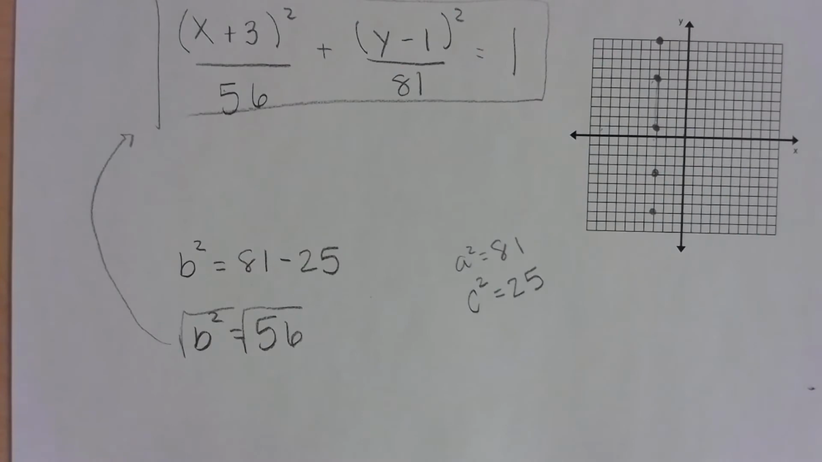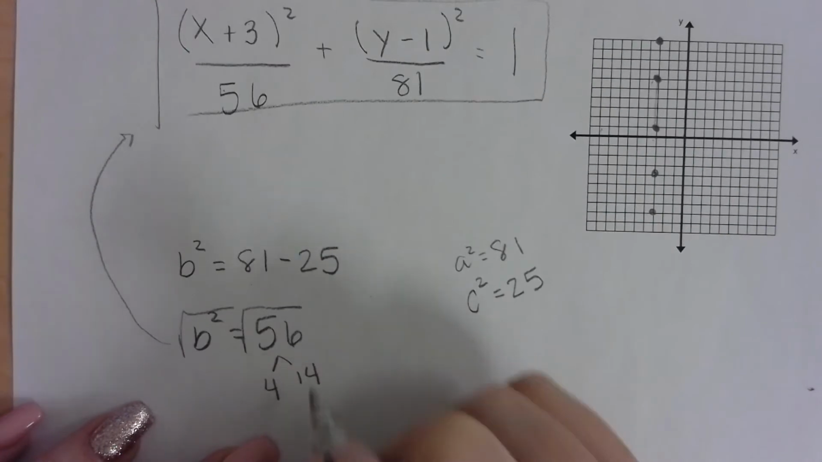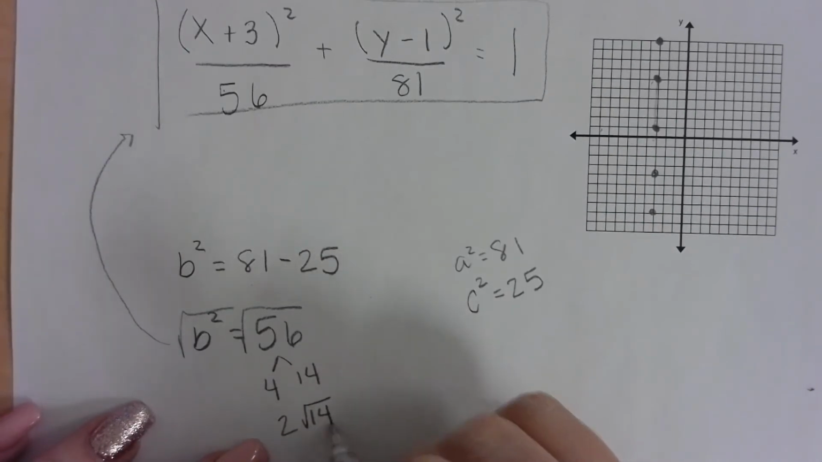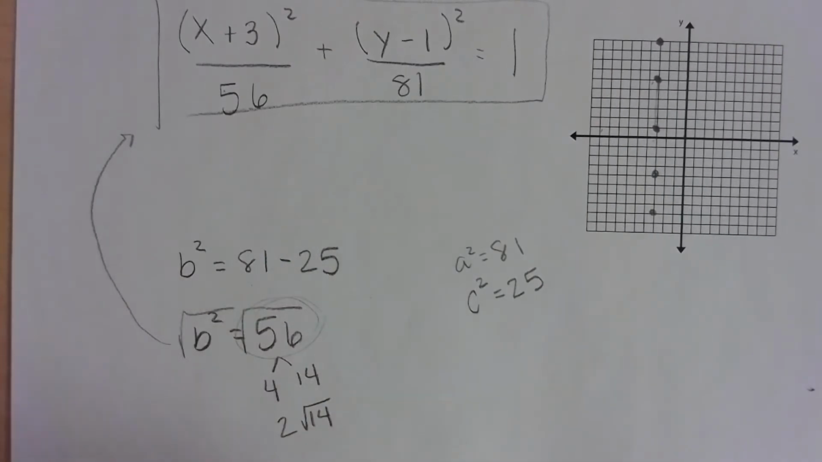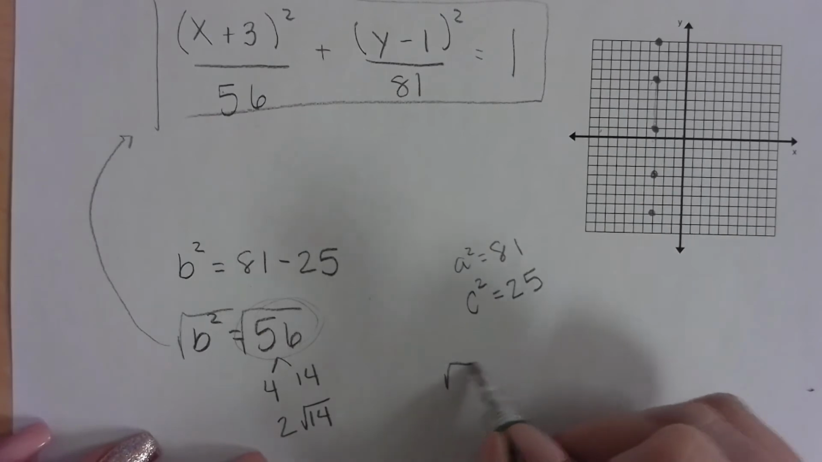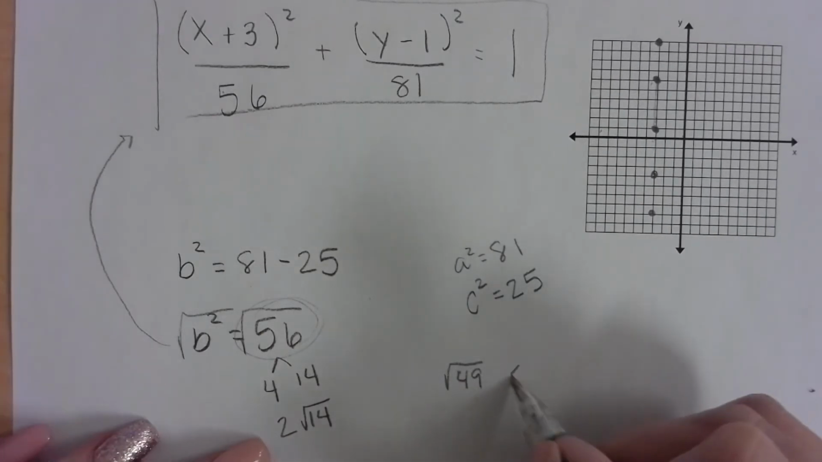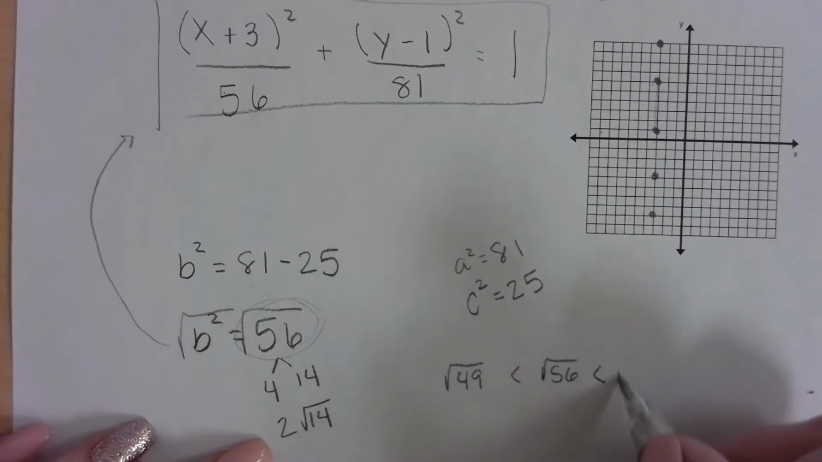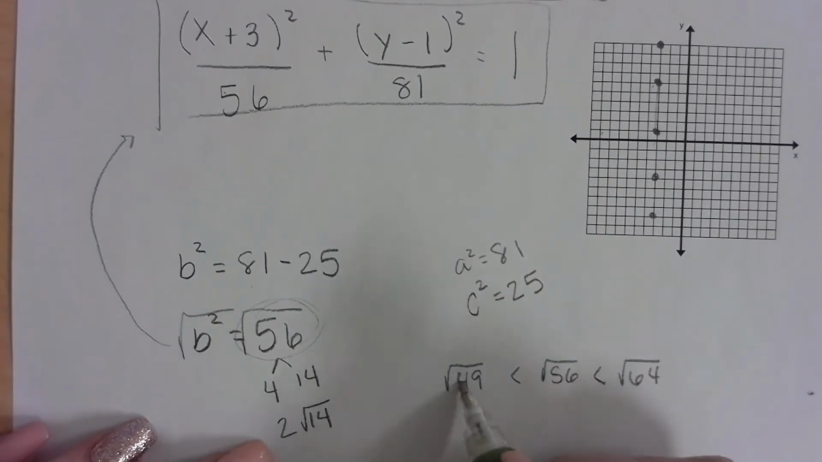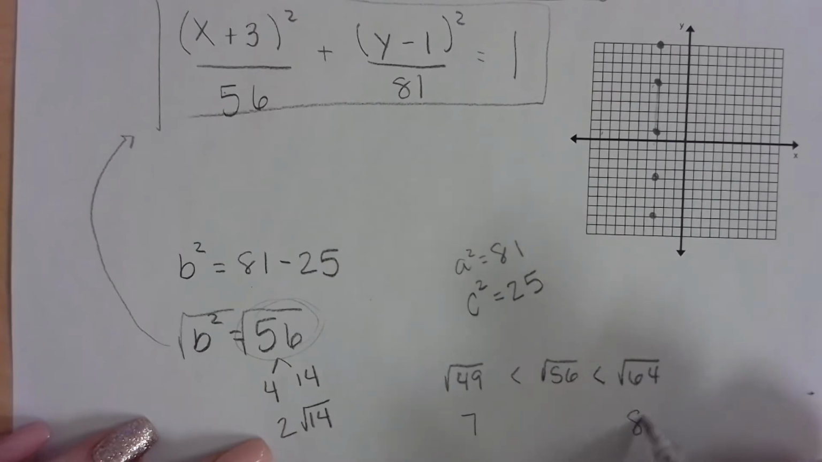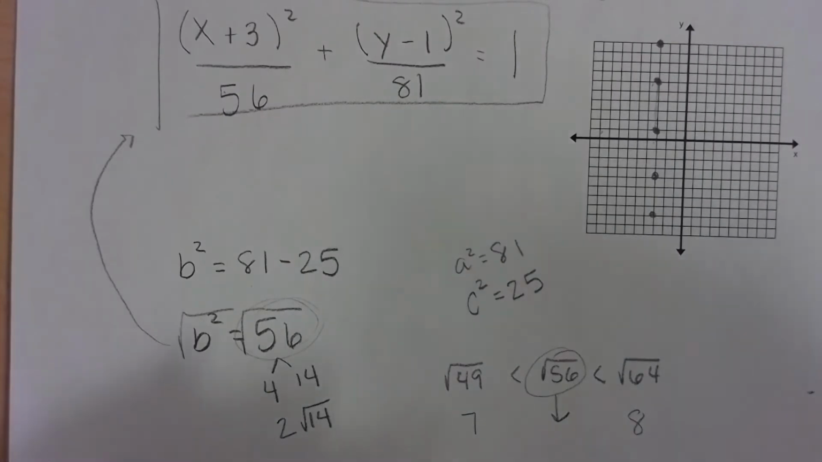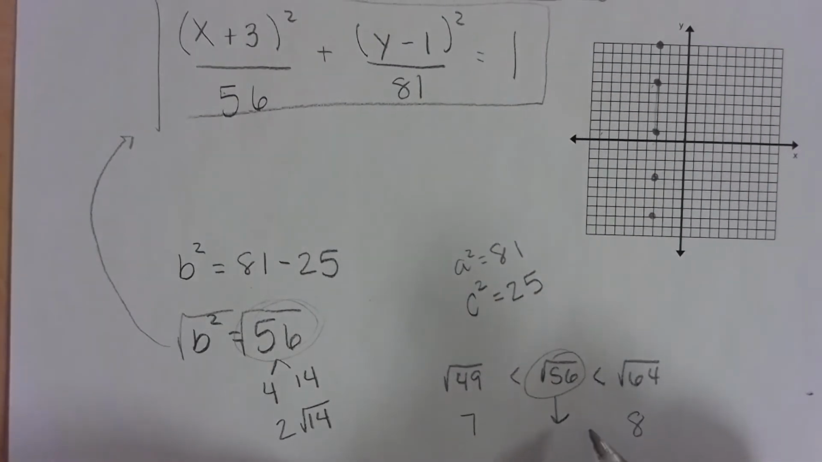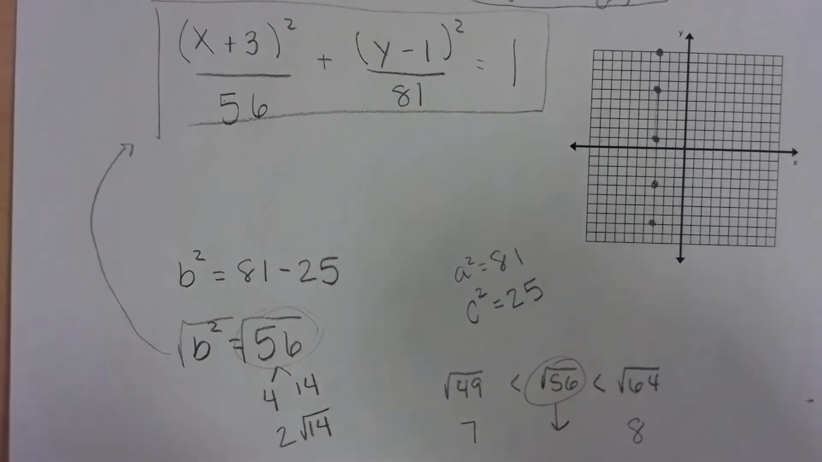So the square root of 56 breaks down into 4 and 14. So that's 2 root 14. Now let's think about the square root of 56 in terms of a decimal. So the square root of 56 is going to be in between the square root of 49 and the square root of 64. The square root of 49 is 7. The square root of 64 is 8. So the square root of 56 is going to be somewhere between 7 and 8. So we're just going to go out a little over 7, maybe 7.5.